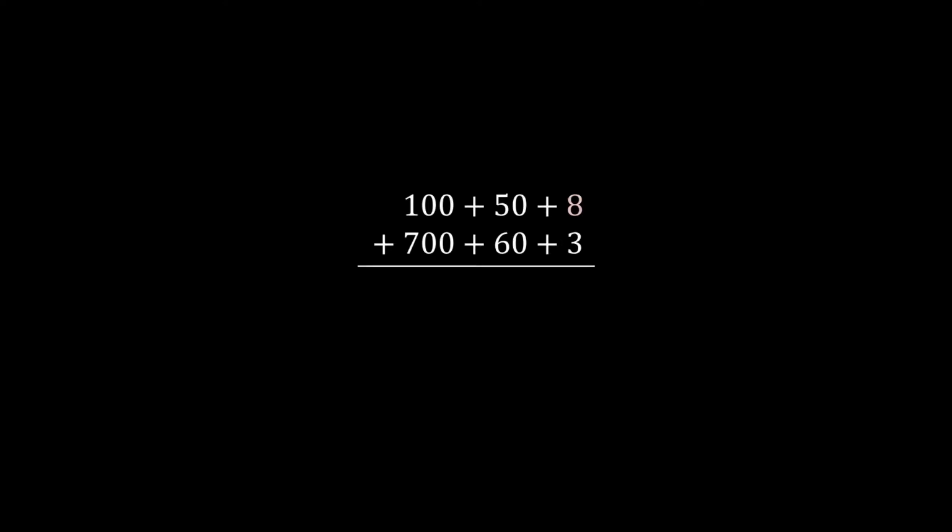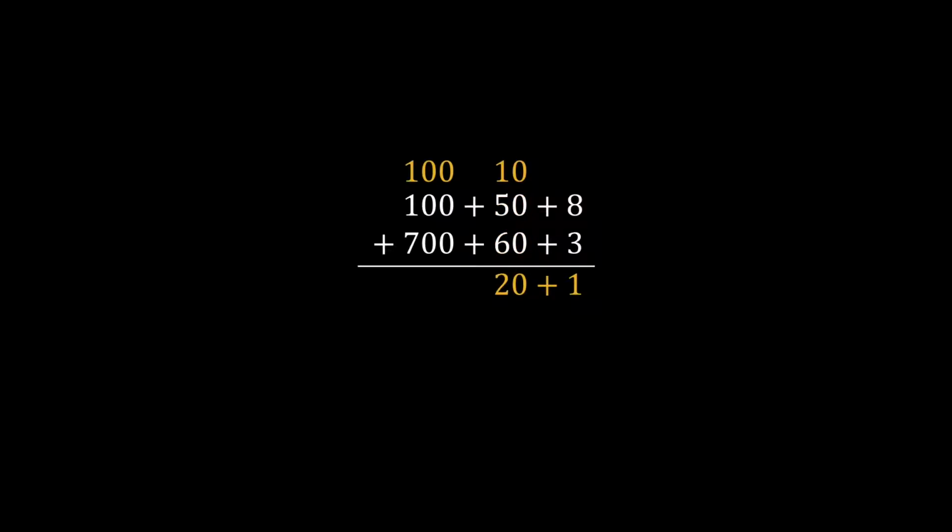So first we'll add 8 and 3, which is 11, but 11 is too big for this ones column. So what we can do is split this 11 into 10 and 1, and then we'll just carry that 10 into the tens column. Alright, so now we could add up the tens column. 10, 50, and 60 is 120. So we run into the same problem. 120 is too big for the tens column. So we can just break that up into 20 and then carry the 100 into the hundreds column.